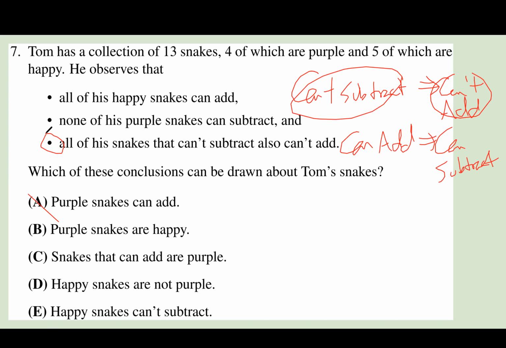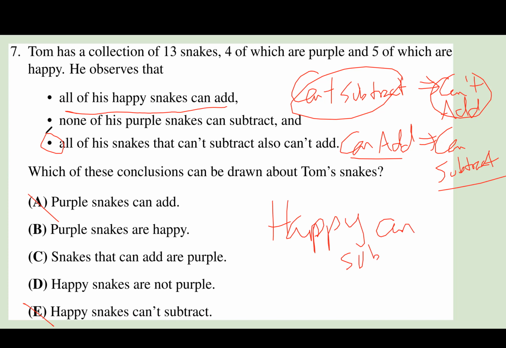So one thing we can now tell is that remember, all of his happy snakes can add. Any snake that can add can subtract. So we know that happy snakes can subtract. So actually that means we can get rid of E. E doesn't make sense. But remember, we now know happy snakes can subtract, and we know purple snakes cannot subtract.